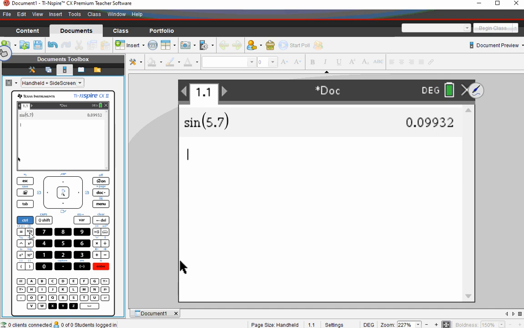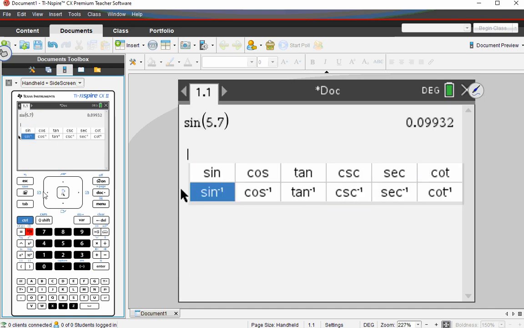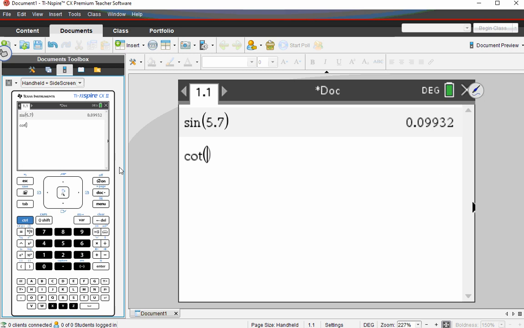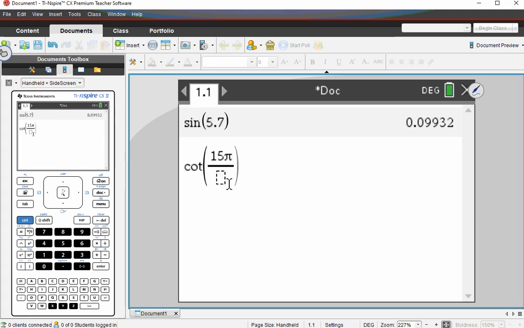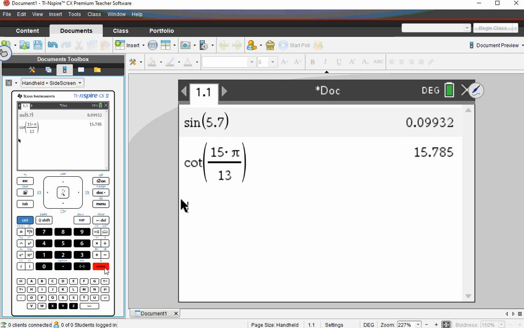The next one is going to be the cotangent of 15 pi over 13. So I'm going to hit my trig button. I'm going to go to the cotangent. And if you don't put your calculator in press-to-test mode, these will be grayed out. So you need to make sure that you do that, Control A, when we go into press-to-test. And I want 15 pi over 13. So I am going to use my favorite button, Control Divide. I'm going to do 15, get the pi symbol, and put this over 13. And when I do that and hit enter, I should get 15.78.